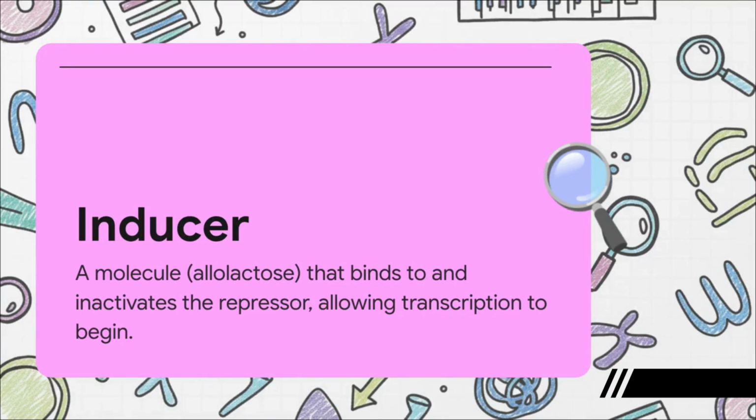Now let's get super clear on this one term, the inducer. This is a really important player. In this case, it's a form of lactose called allolactose. Its job is so simple, but it's totally crucial. Think of it like the key that starts the whole engine. It binds to the repressor protein, shuts it down, and basically sends a message to the cell that says, hey, the food's here, let's get the production line going.